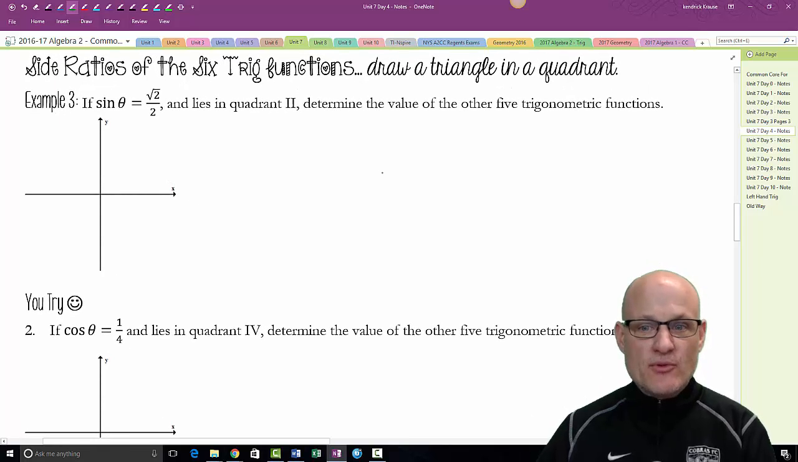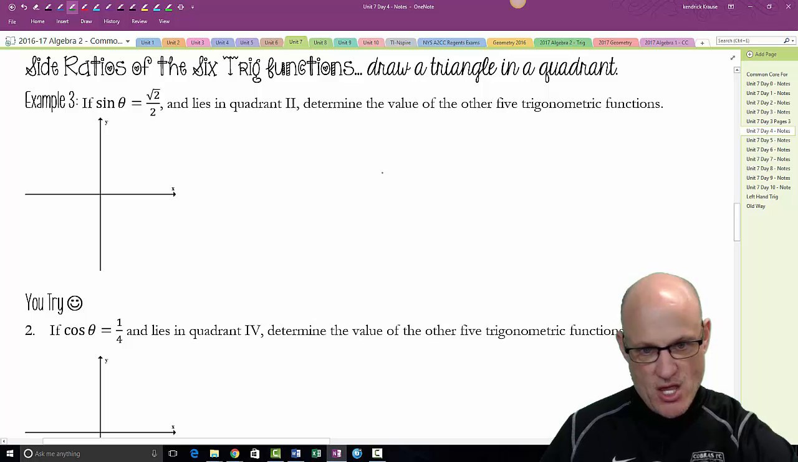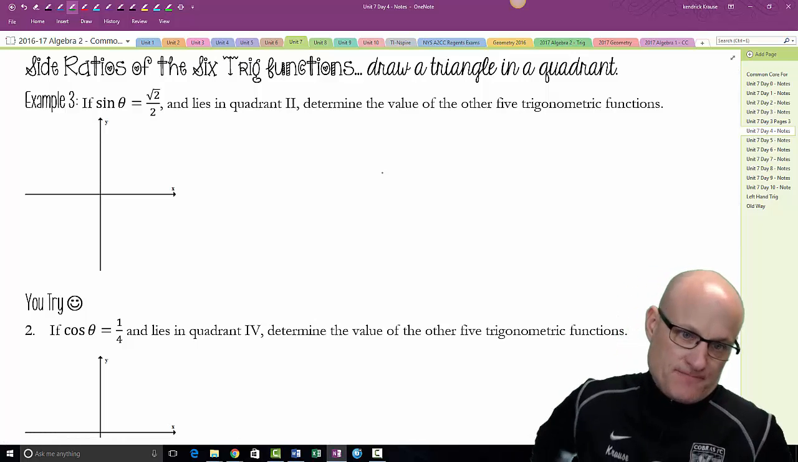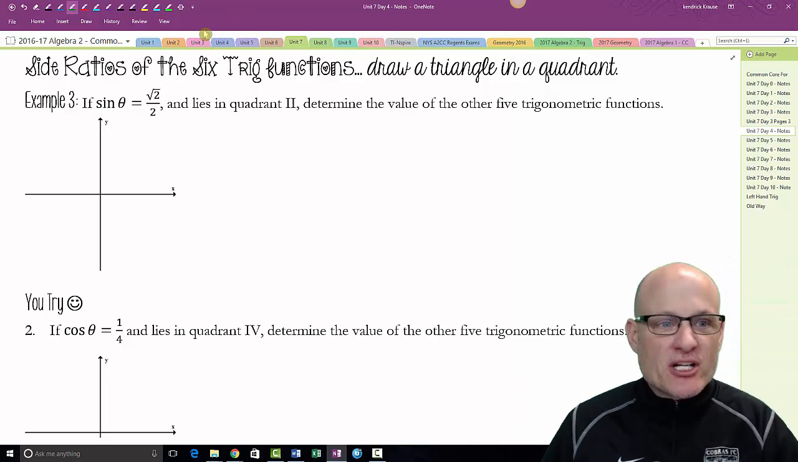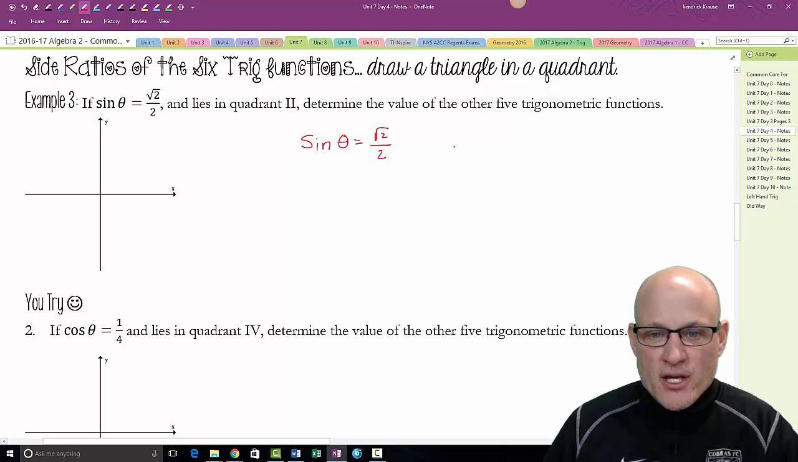So now comes the craziness, the hard stuff, the whack-out stuff. So here's what we're going to do. First and foremost, we have to come up with the 6 trig functions. So I'm going to do 2 right away with no work. Sine is the square root of 2 over 2.